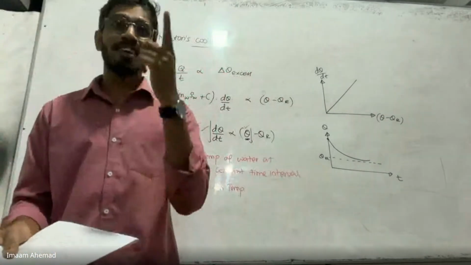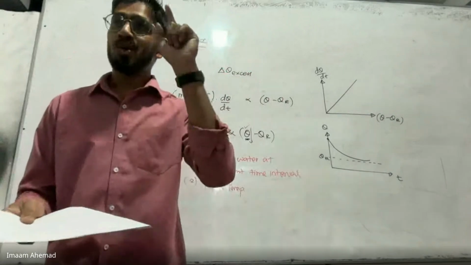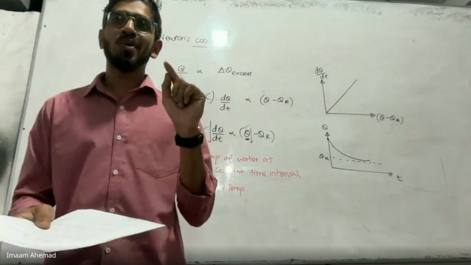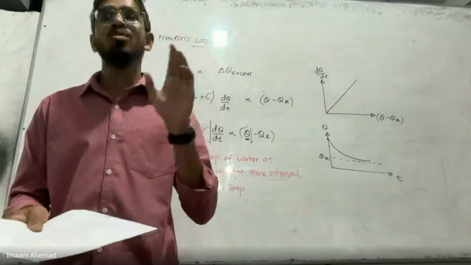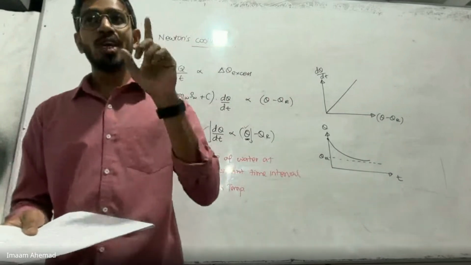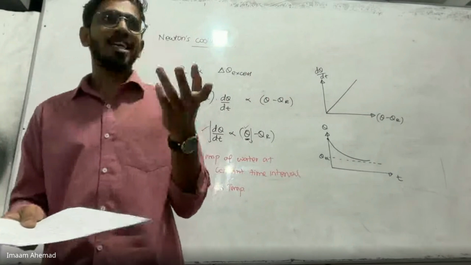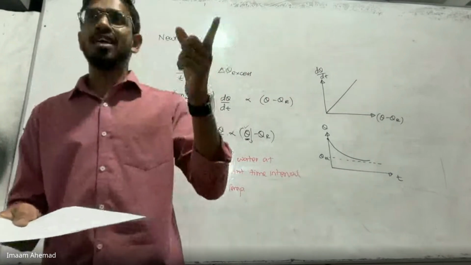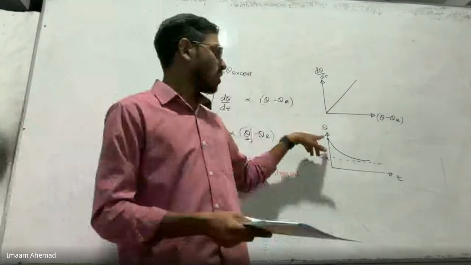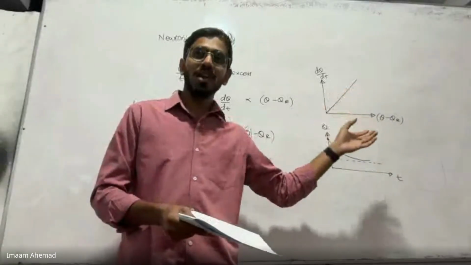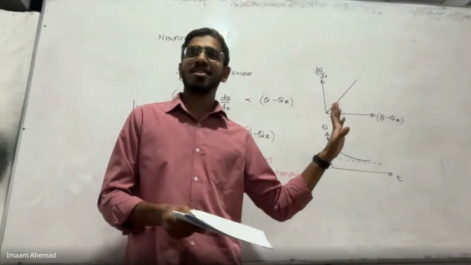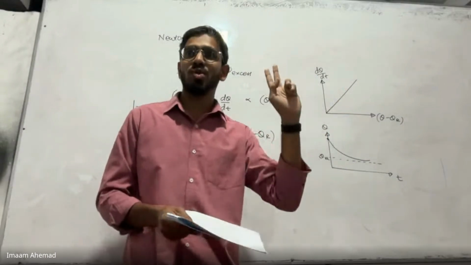Room temperature is not needed. Do you need room temperature to draw the cooling curve? You need room temperature to conduct the experiment, but to draw the cooling curve, you don't need that. What you need is the temperature of water at constant time intervals, temperature of liquid at constant time intervals. That's all that is needed. Okay, so those are the 2 readings we need.